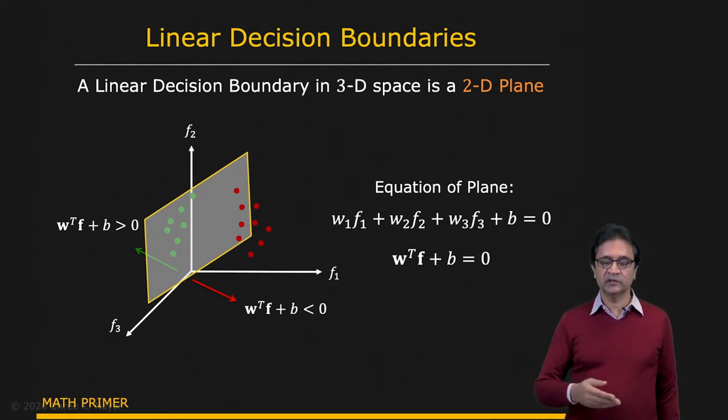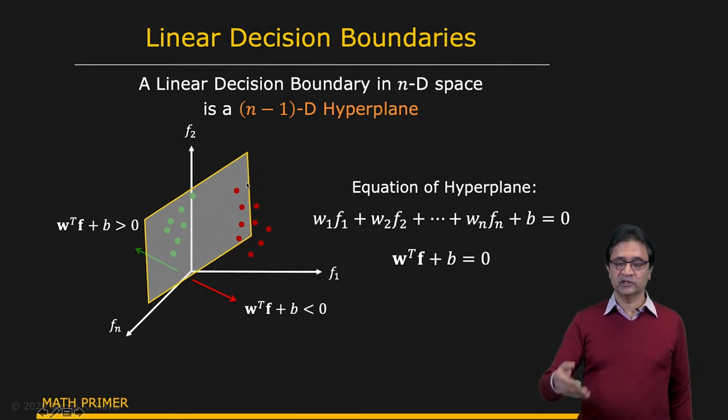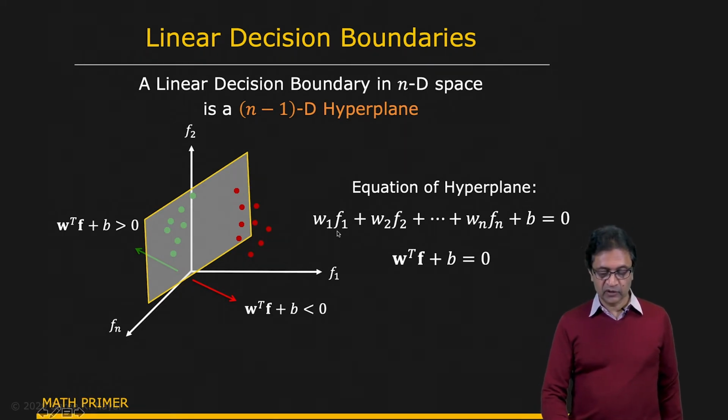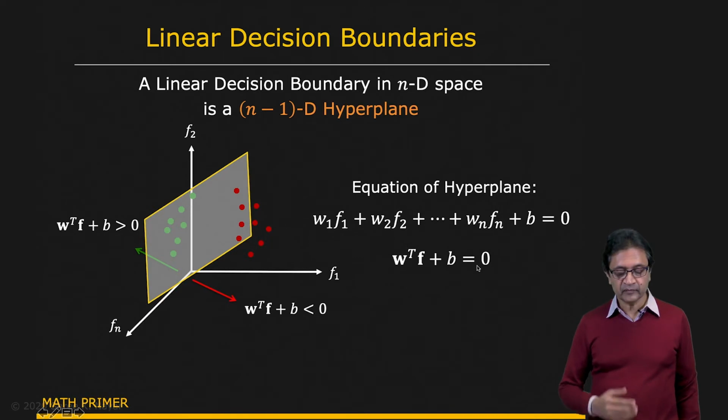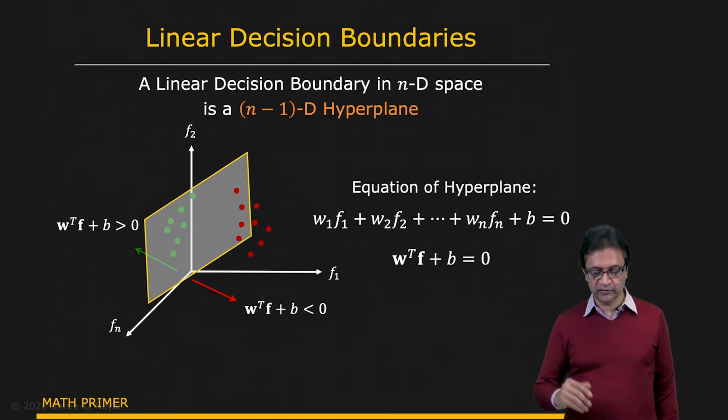And linear decision boundaries of the same form can be used irrespective of the dimensionality of the feature space. If you happen to be in an n-dimensional feature space, then you have an n-1 dimensional hyperplane. That's your linear decision boundary. You can't show n-dimensional spaces here, but that's again a plane. It's a hyperplane because it's in high dimensions. So this is your equation of the plane in high dimensions. Again, you have the same form, w transpose f plus b equal to 0. And the same test applies in order to classify a feature as a face or not a face.